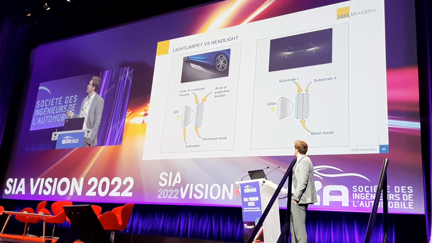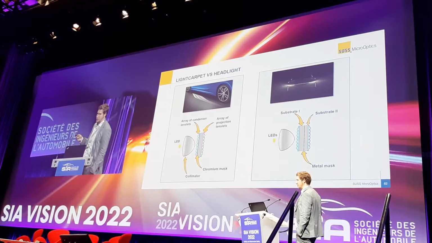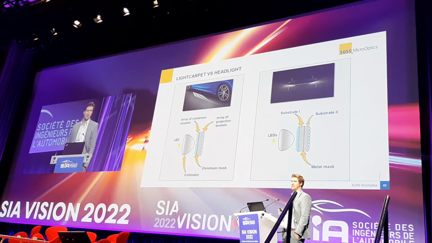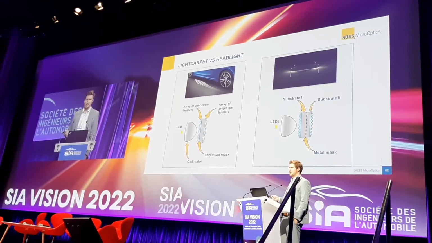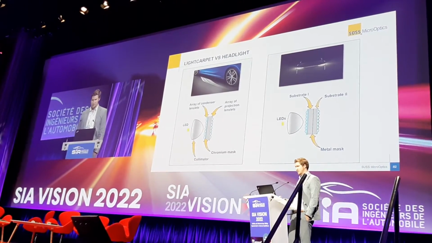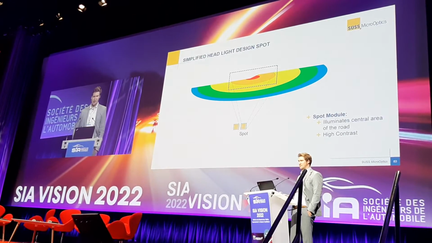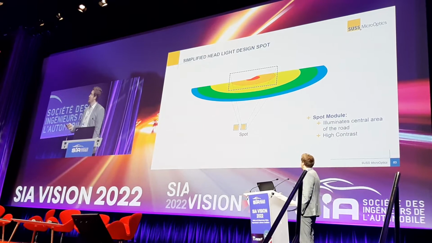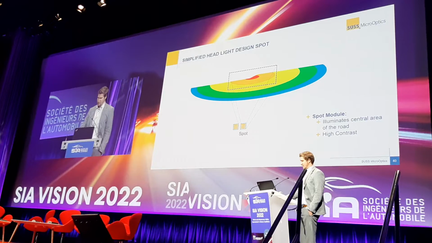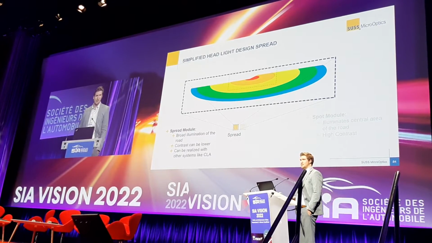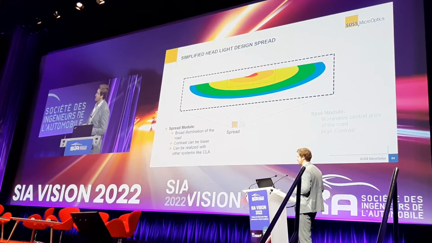Here we have the light carpet, what you've seen before. Typically, for the headlamp you have the LED, the collimation optics, and then there is the MLA here, the substrate. I think you can see it quite well afterwards. We have the spot module, which is making the high contrast here in the center, and then there is a spread module, which is making more the broad illuminance, which does not have the high contrast here in the center.